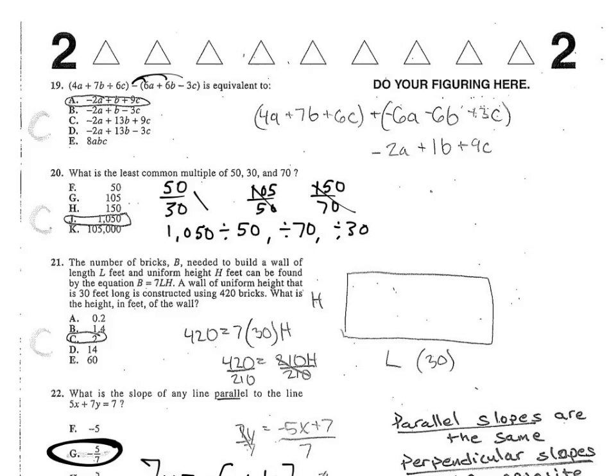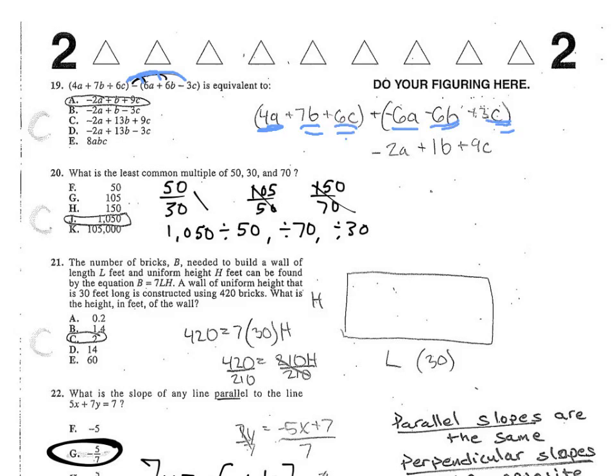For 19, you're simply distributing that negative to all three terms to make that negative 6a, negative 6b, and positive 3c. And once you do that, you're combining like terms. So 4a and negative 6a make negative 2a, 7b and negative 6c make 1b, and 6c and 3c make 9c.